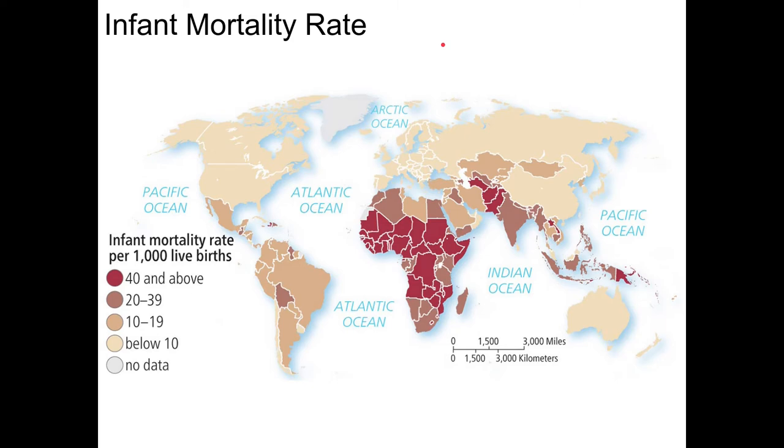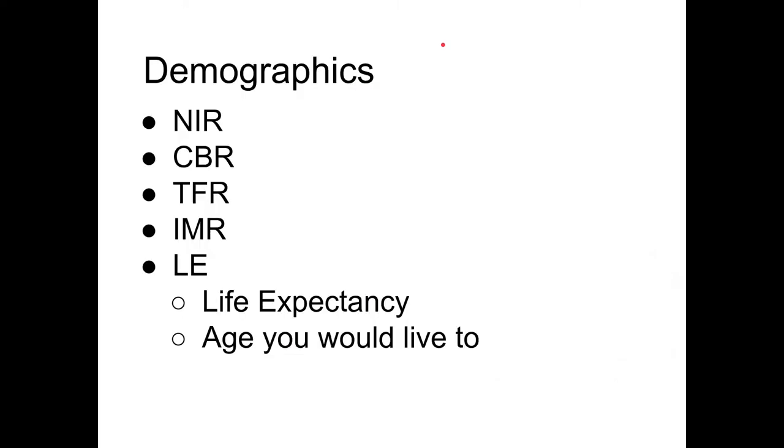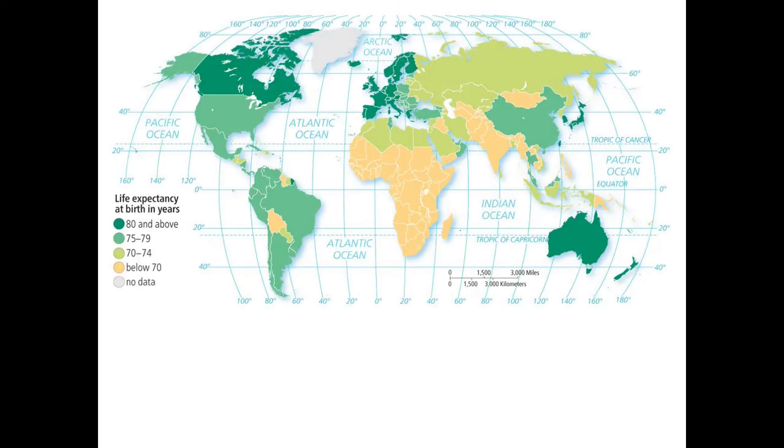So we've got infant mortality, and life expectancy, how long you'd expect to live. Africa, Mideast, below 70. North America, Western Europe, Japan, Australia, New Zealand, well, Canada and Western Europe are the highest category.